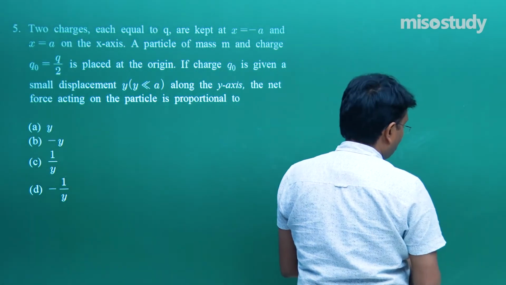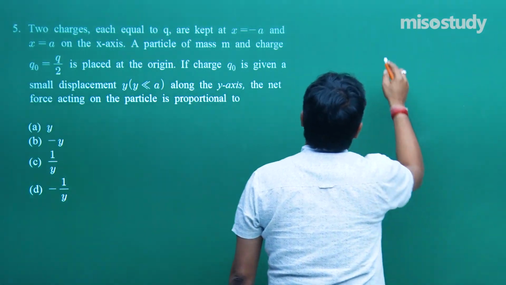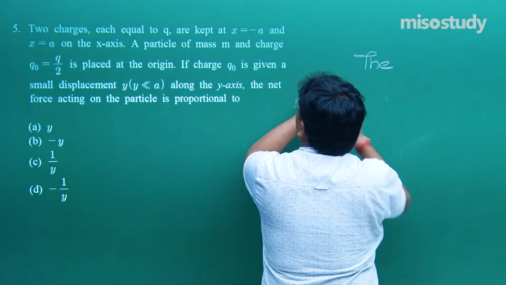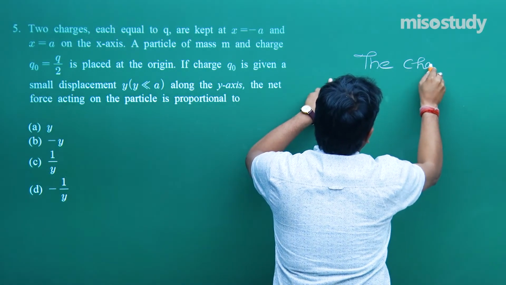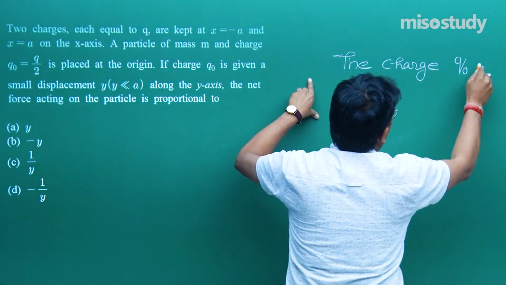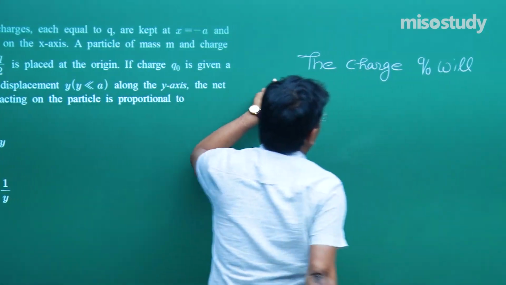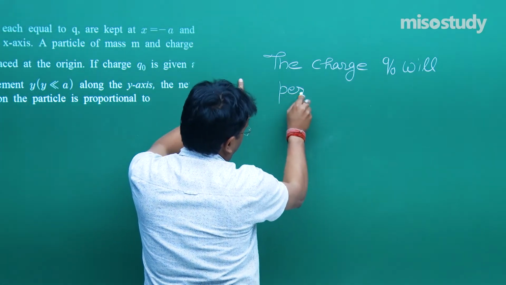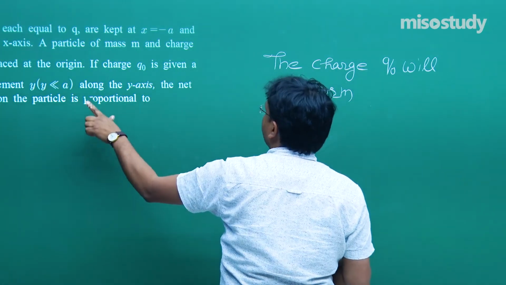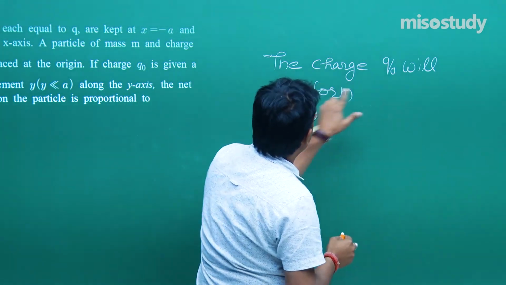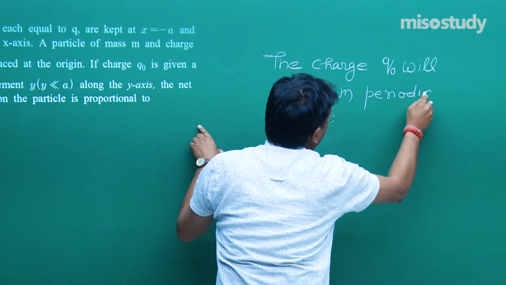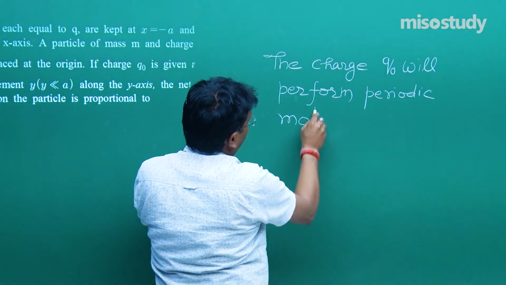Fine. One line that I would like to mention: minimum the charge Q naught will perform, and this is something which is not asked, but I am explaining just to enhance your understanding and knowledge. This charge Q naught will perform periodic motion. Fine.